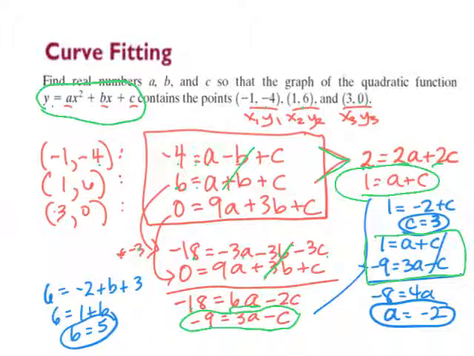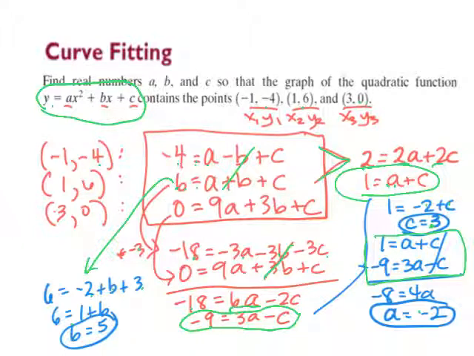Then I use this. If a is negative 2, I plugged it in to solve for c. C is 3. And then I took this equation here. I thought it was the quickest. 6 is a, which is negative 2, plus b plus c, which is 3. So 6 is 1 plus b, or b is 5.